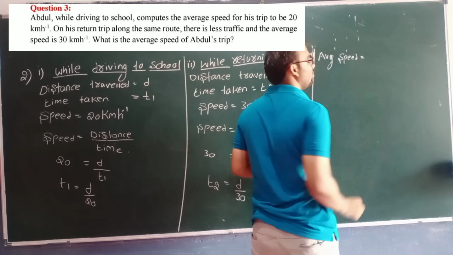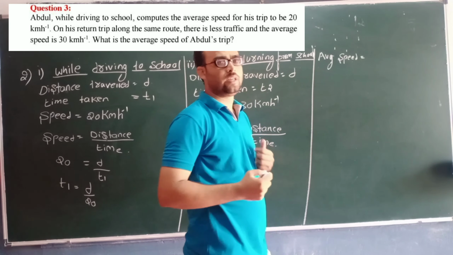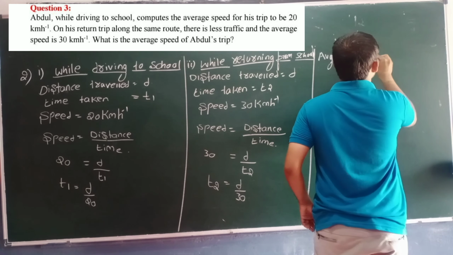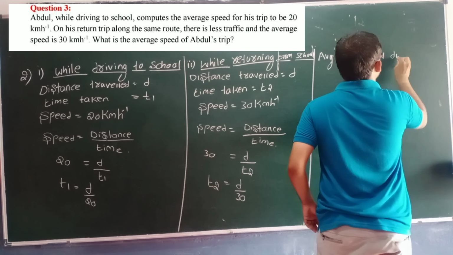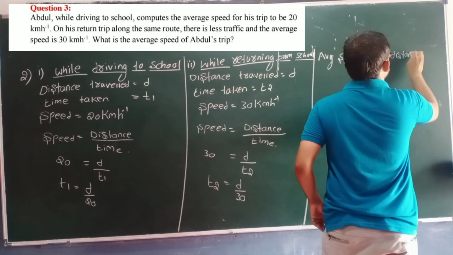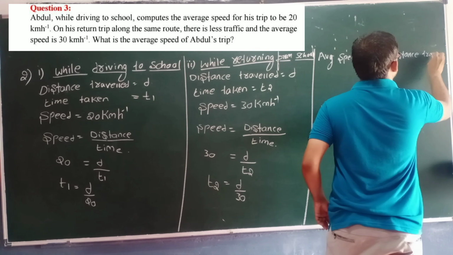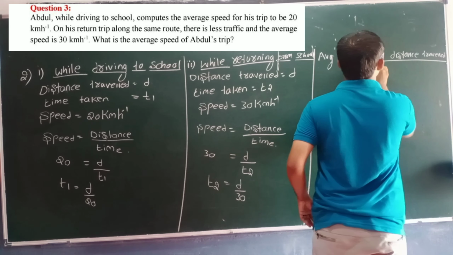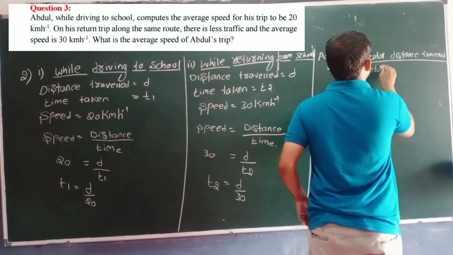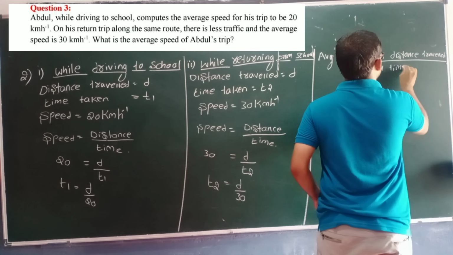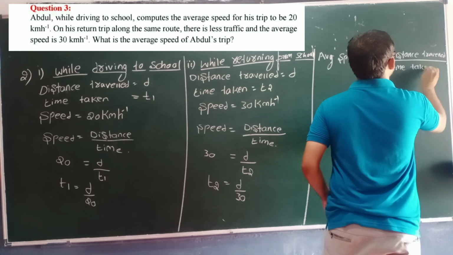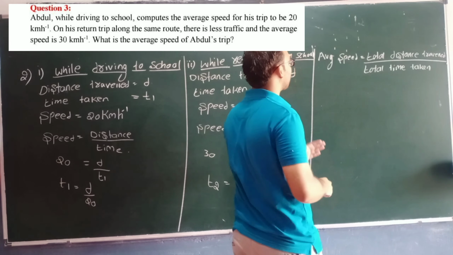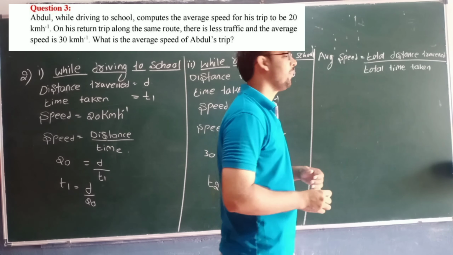Average speed is equal to, what is the average speed formula? Total distance divided by total time taken. So the average speed formula is total distance traveled by total time taken.